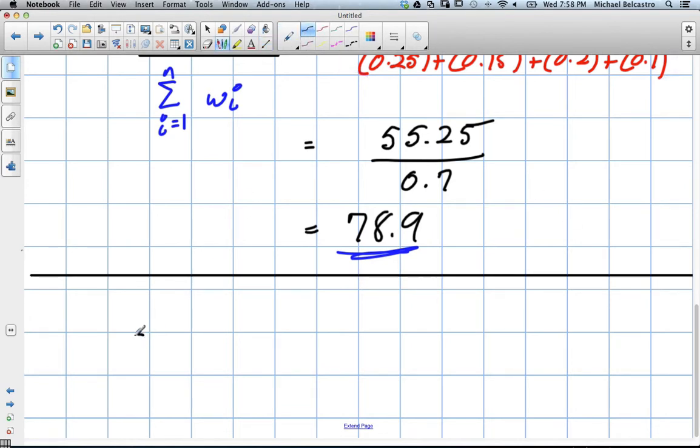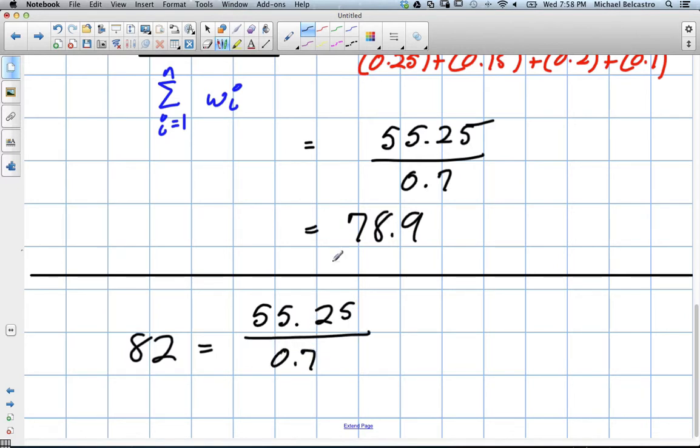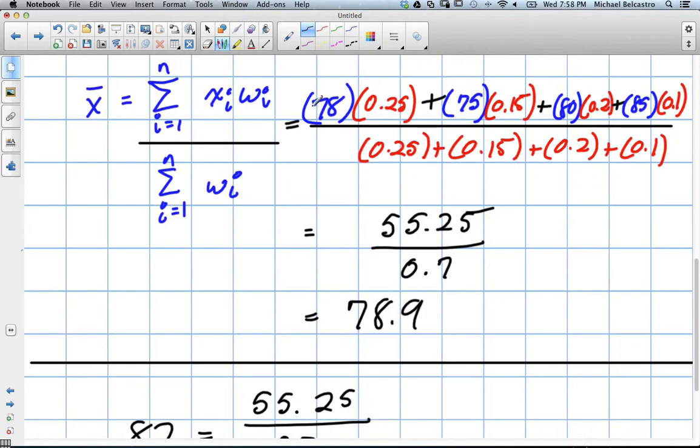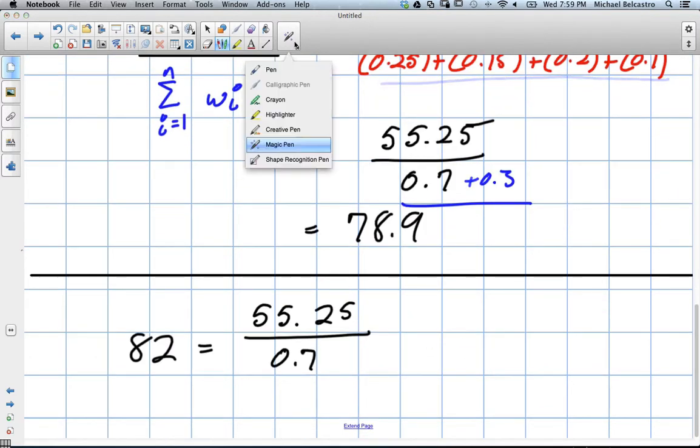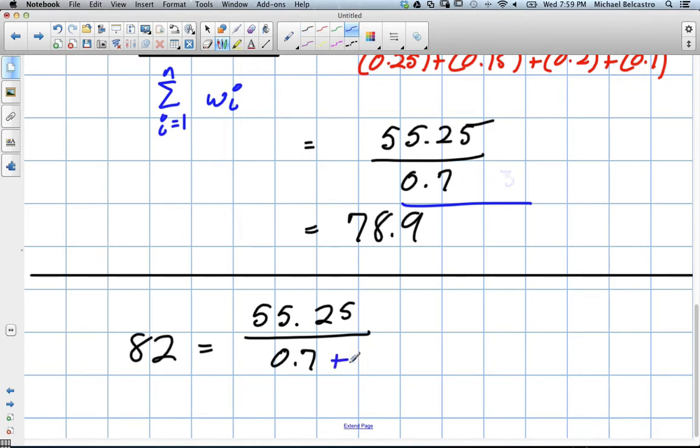So in order to equal 82, I'm going to use these numbers here. We know that this already added up to 55.25 over 0.7. We haven't included the final grade. Well, the final grade would be a whole other number on the bottom here. We'd have to add 0.3, which makes sense because if it's percentages, it really needs to be out of 1. So we're going to take this 0.7 and add 0.3 to it. Okay, so it's going to be out of 1. And we also have to add the final grade. So this is the final weighting that we added to it.